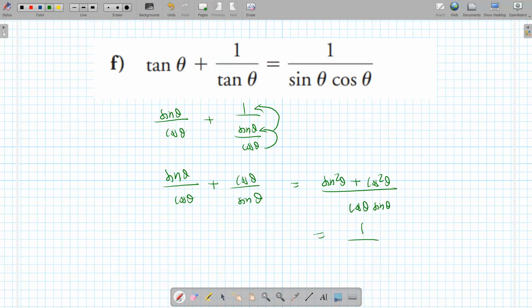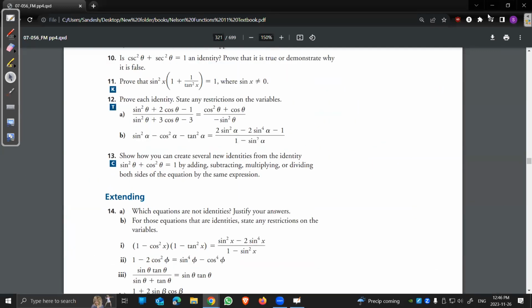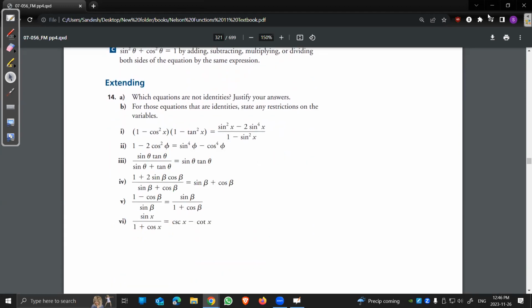On cos theta sine theta, you can rewrite that as sine theta cos theta. And that's what you have on the other side. So this identity has been proven. Is this making sense? It's not that difficult.